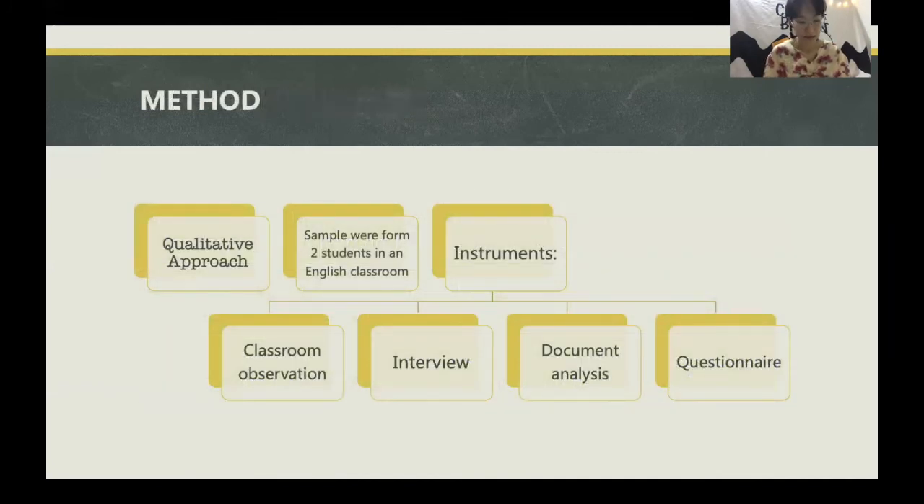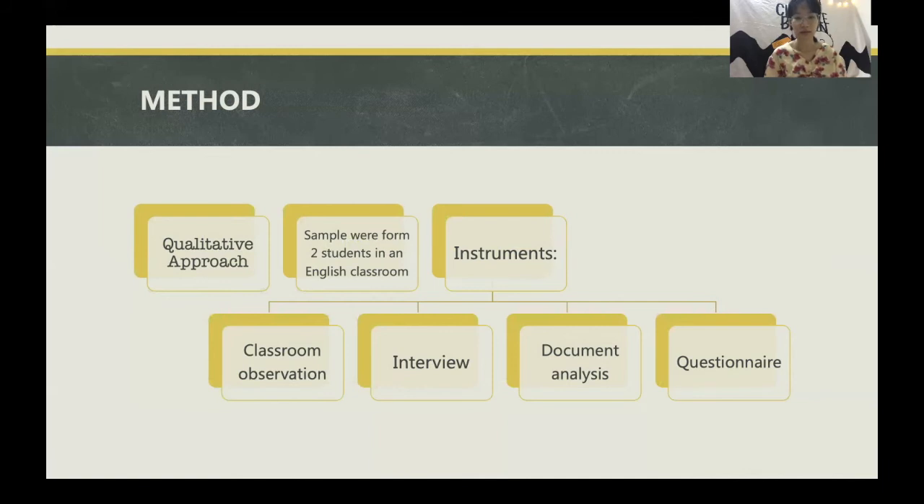And then next is the method. The method used in my action research is that I decided to use a qualitative approach, and this is because we are based on the PPT2 video recording in the classroom. So there are 24 students in my classroom. They are Form 2 students. I used a total of 4 instruments.